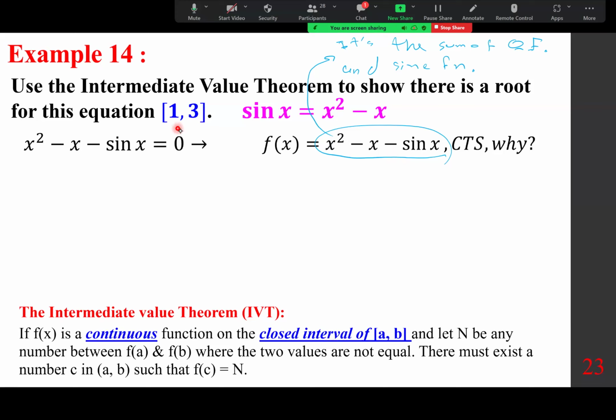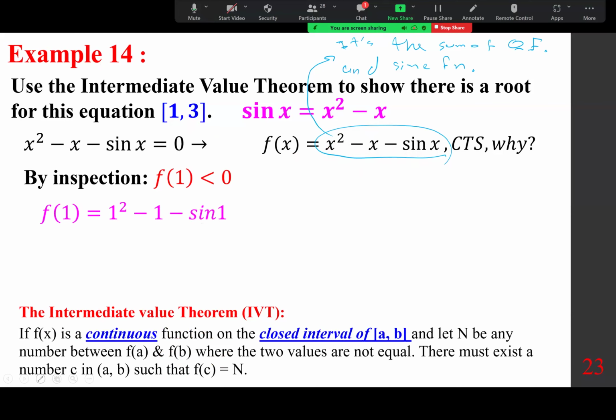Now the interval given is closed, so let's evaluate it at the endpoints and see what happens. If you plug in number 1 into this function, you get 1 squared minus 1, they cancel each other, minus sine 1. So the answer is negative sine 1, and we should know negative sine 1 is negative, because 1 is 1 radian. 1 radian is about 57 degrees, close to 60 degrees. So that's negative.